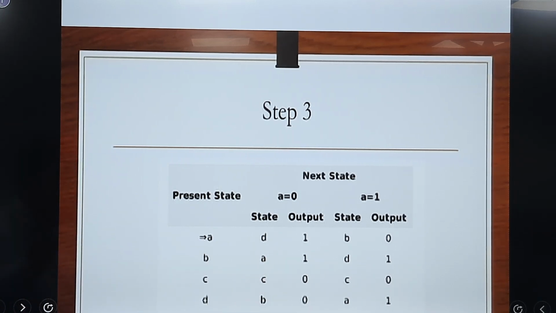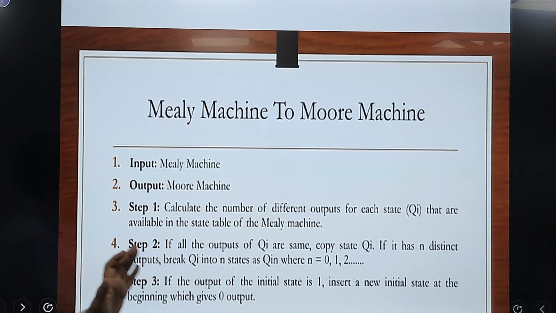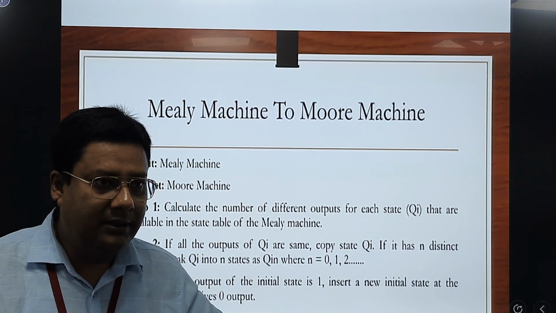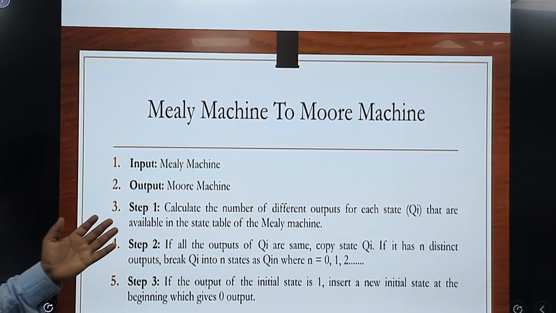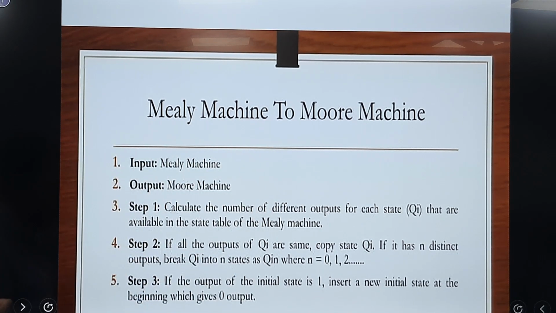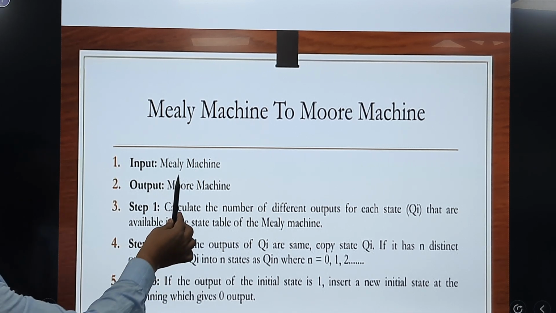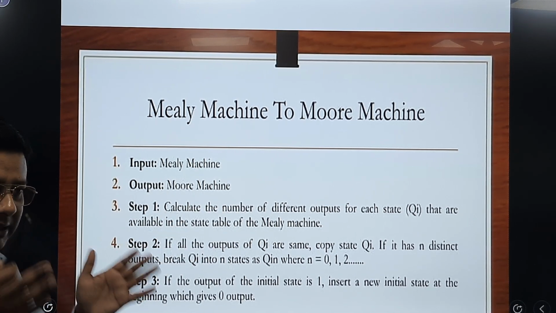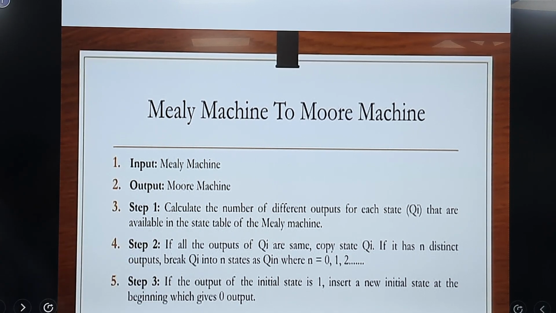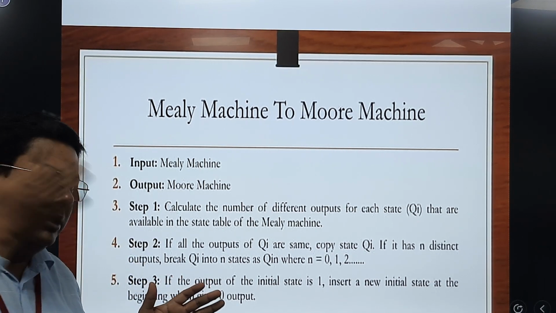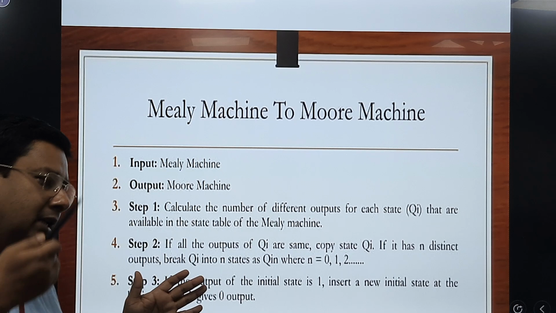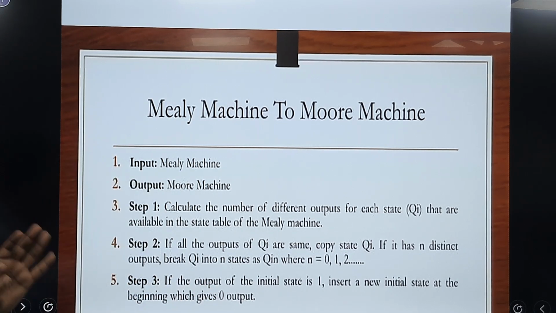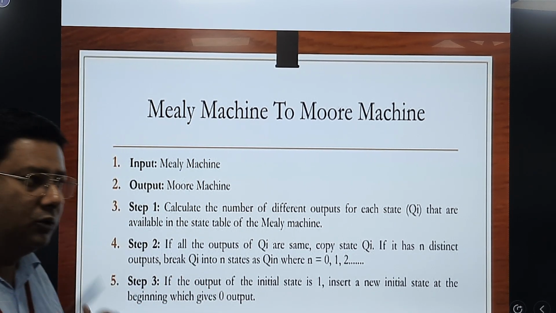Now, come to the next. This is again the reverse conversion, Moore machine to Mealy machine. This is also a very important topic. For this, we have the next steps. First is the input. What we have as the input in the question: the question is given in the format. The machine is given in the format of a Mealy machine, so we have to generate the Moore machine. We have to convert the Mealy machine into the Moore machine, meaning we have two outputs and we have to convert into one output.